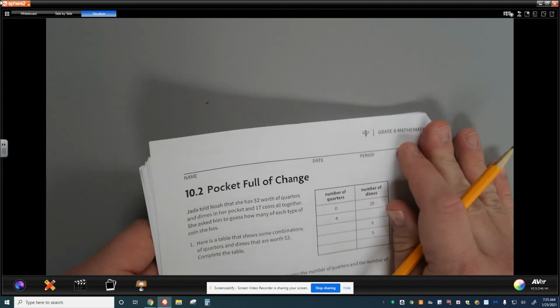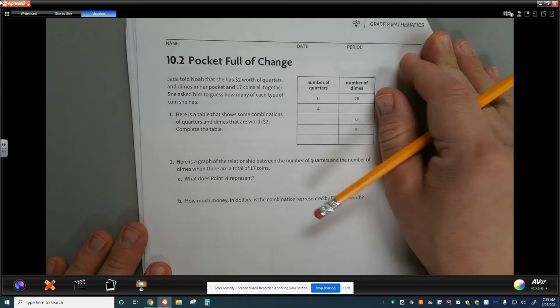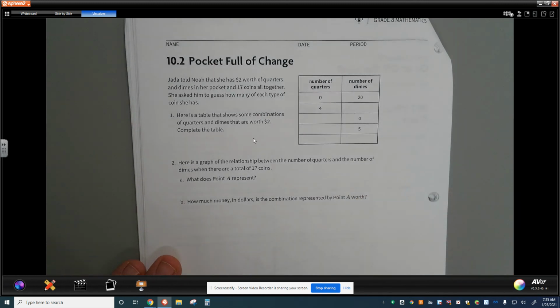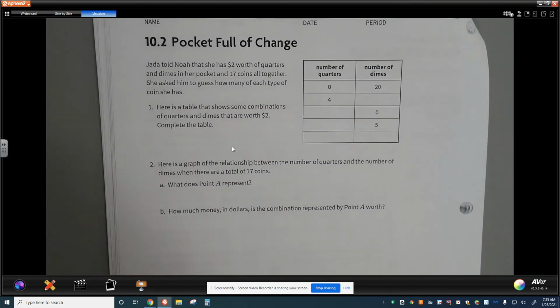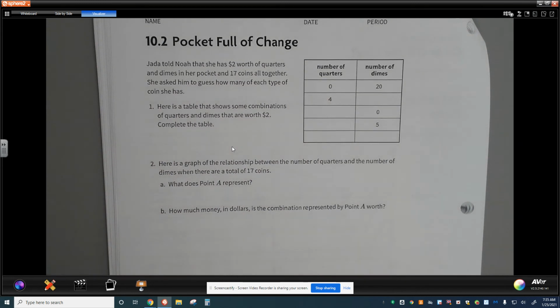Moving on here, we have Pocket Full of Change. So we have Jada. She told Noah that she has $2 worth of quarters and dimes in her pockets and 17 coins altogether. She asked him to guess how many of each type of coin she has. So here's a little table that shows some combinations of quarters and dimes that are worth $2. Now, I know you're probably already thinking, well, there's only one way to do that, maybe two. So what I'd like for you to do is keep an open mind and let's look for a pattern as far as what can happen as we work with these pieces.